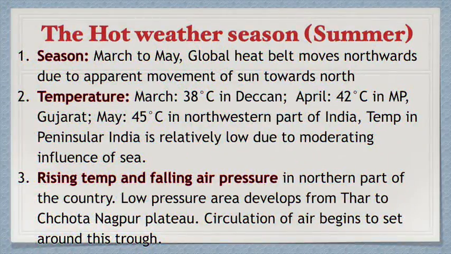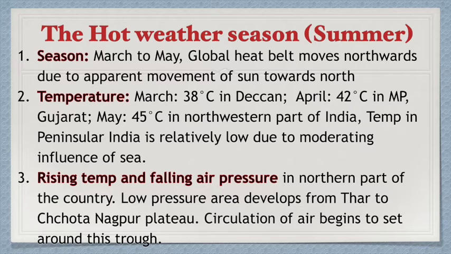The next season is the hot weather season, the summer season. This season starts from March and ends in May. The global heat belt moves northwards due to the apparent movement of the sun towards the north. Temperature in March is 30 degrees centigrade in the Deccan region. In April, it is 40 degrees centigrade in Madhya Pradesh and Gujarat, and in May it is recorded at 45 degrees centigrade in the north and western part of India. Temperature in peninsular India is relatively low due to the moderating influence of the sea, because peninsular India is surrounded by sea on three sides.